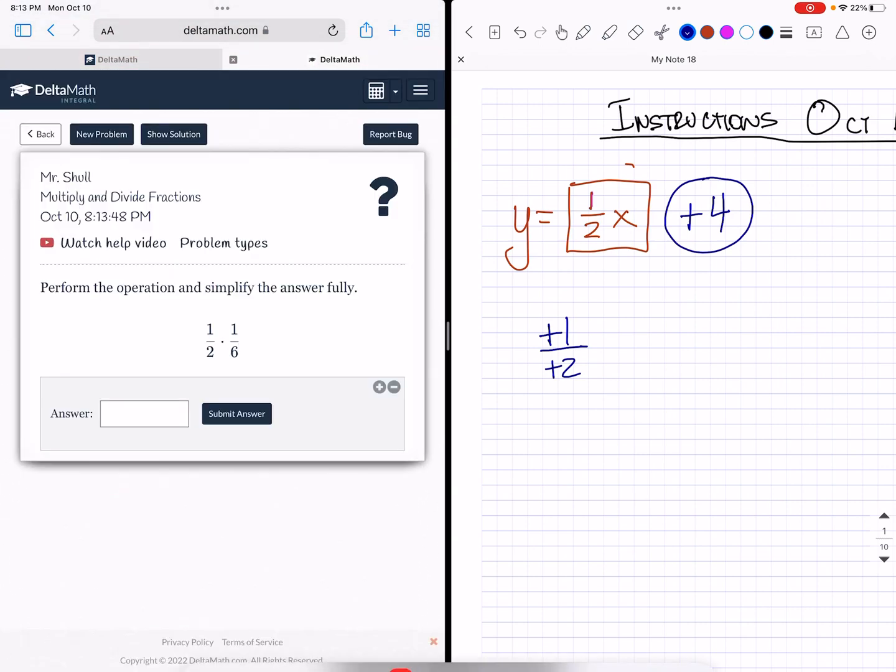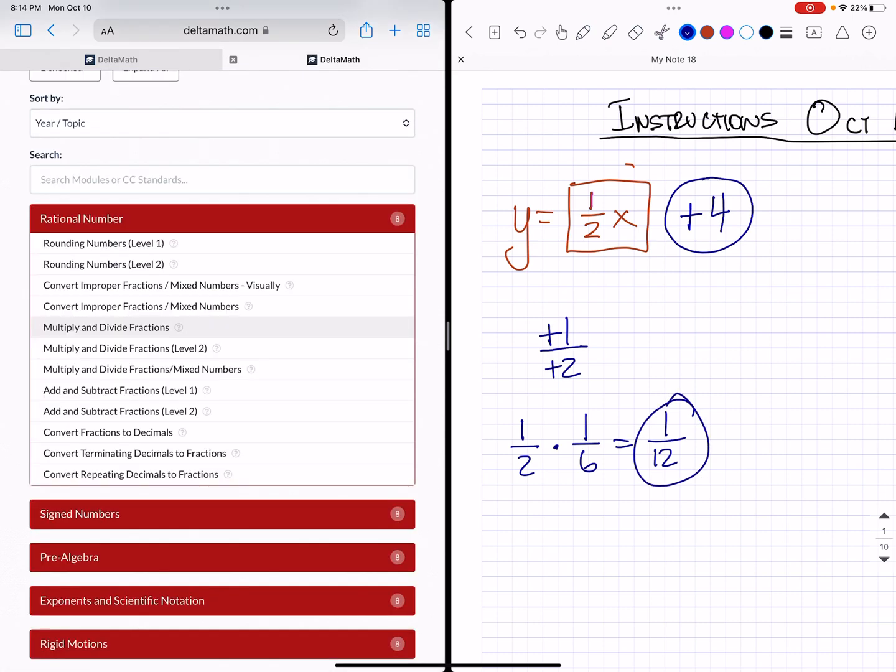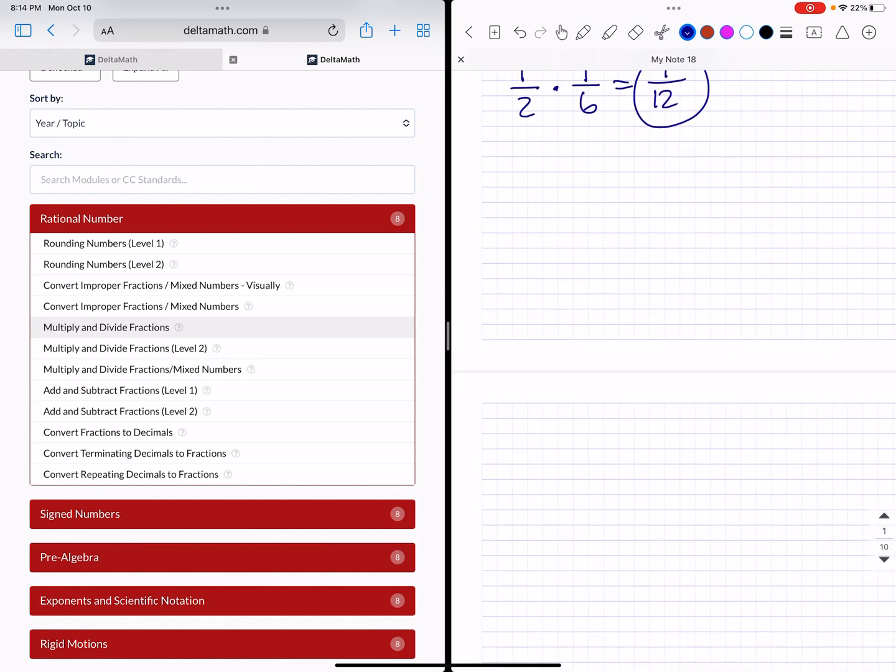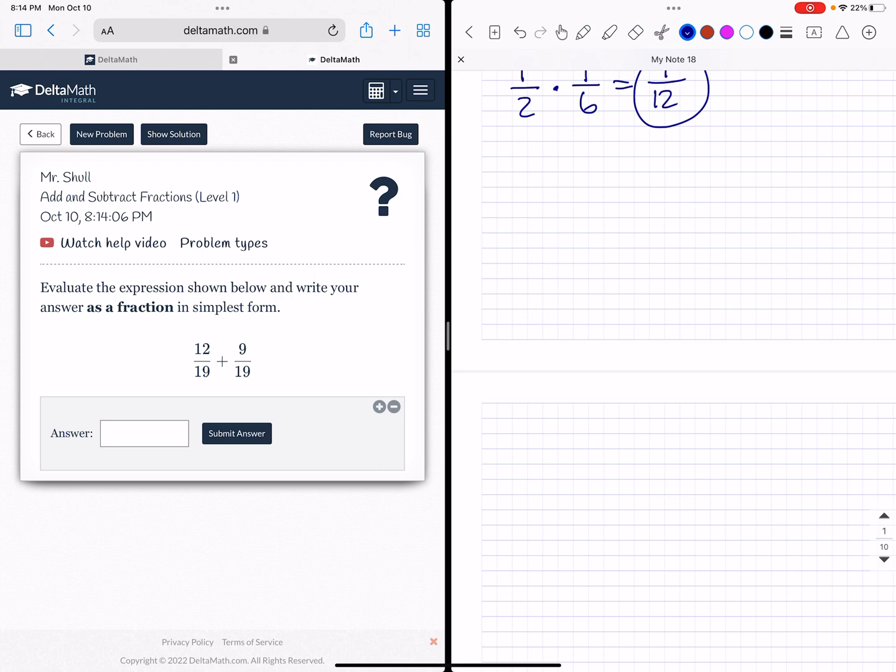That's really easy, right? 1/2 times 1/6. Multiplication is so easy. 1 times 1 is 1. 2 times 6 is 12. It's 1/12. That's great. I know you guys can do that. We're not doing that. We're going to do a little bit of adding and subtraction, so a little bit harder. Adding and subtracting. Okay.